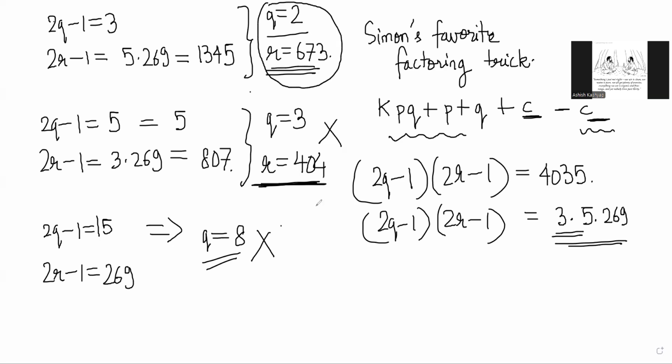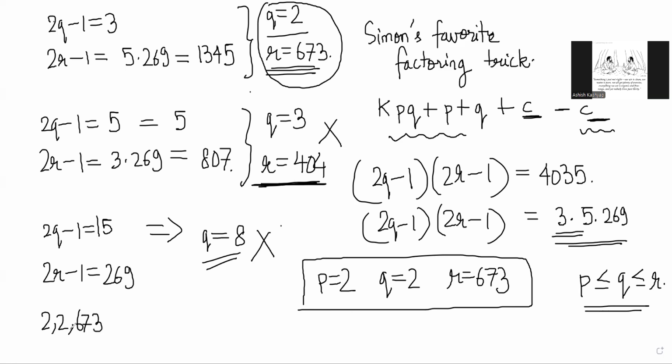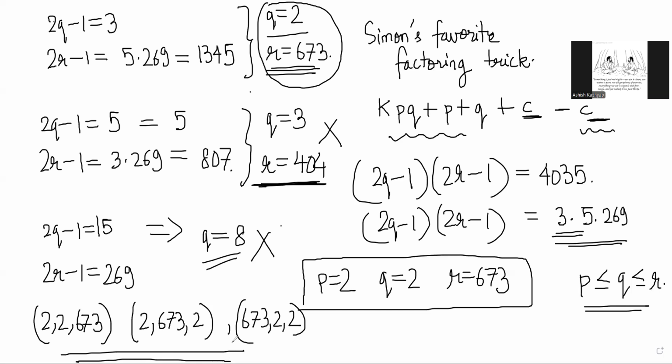Q is 2, R is 673, and we already got P is 2. So P is 2, Q is 2, R is 673. This is one possible option for us. And this was the option when we assumed that P is less than Q is less than R, right? So obviously, when we do triples, we can do any order. This was an assumption, so it could be 2, 673, 2 also. And it could be 673, 2, 2 also. I hope you are understanding that there are 3 possible triples that we are getting.